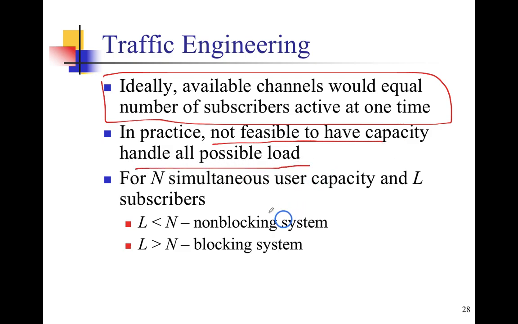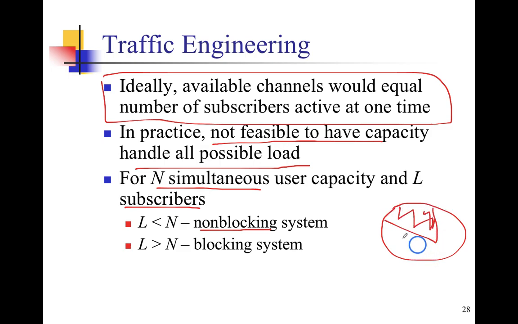Okay? So for N simultaneous user capacity and L subscribers, this is the concept. If L represents the subscribers and N represents the simultaneous users, meaning the users at the same time, if L is less than N, this is called a non-blocking system. Of course, because you estimate, for example, this is the area and the number of subscribers is only like this. Of course, you can handle it, no problem, because you still have a lot of capacity.